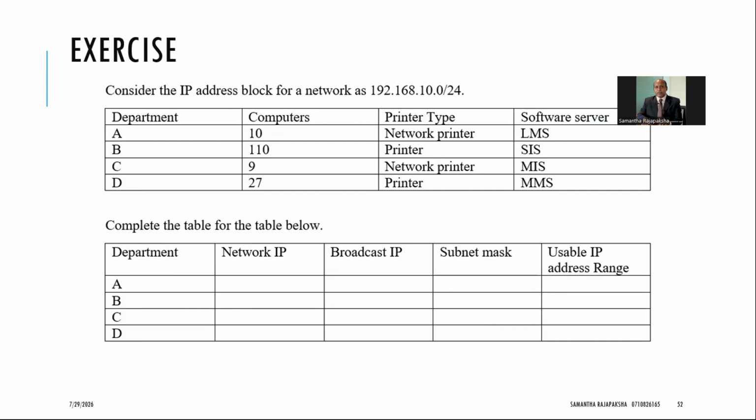As shown here, one department has only 10 computers. Another has 110. Another has 9. Another has 27. Then they need some network printers and some software servers. That is for the network diagram. Now, in this case, how do you complete this table? That is, how to find the network IP, broadcast IP, subnet mask and usable IP address range. In this one, you can't divide equally into 64, 64, 64 because they need different amounts of IPs. Then variable partitioning is necessary. How do you do that? It is very easy.